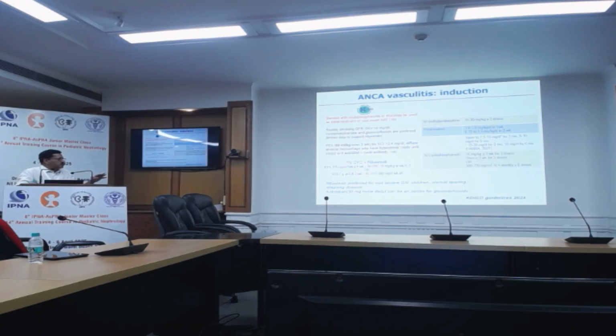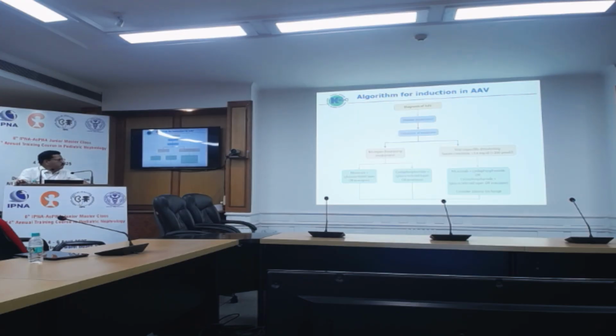So either you use 4 doses of rituximab and combine it with 2 doses of IV cyclophosphamide, or you use 2 doses of rituximab and 6 doses of 500 milligram fixed dose cyclophosphamide. So this is an algorithm, a summary of how induction should be done. If there is no organ-threatening involvement, you could use either rituximab or cyclophosphamide. When there is organ-threatening involvement or serum creatinine is high, consider plasma exchange and consider either IV cyclophosphamide or a combination of rituximab and cyclophosphamide.